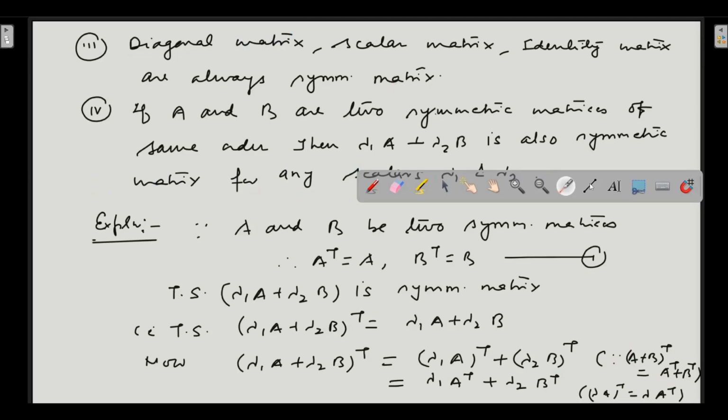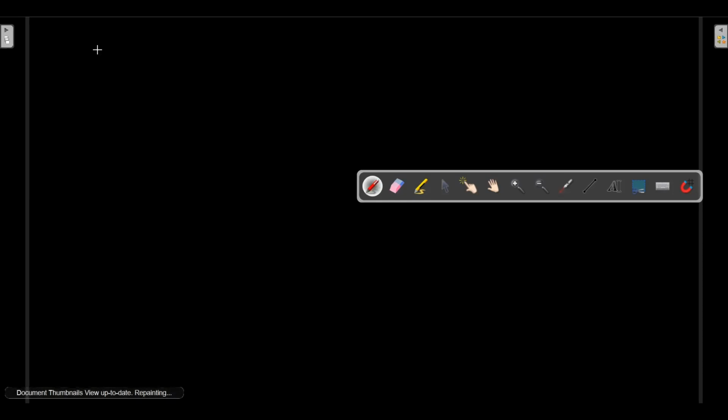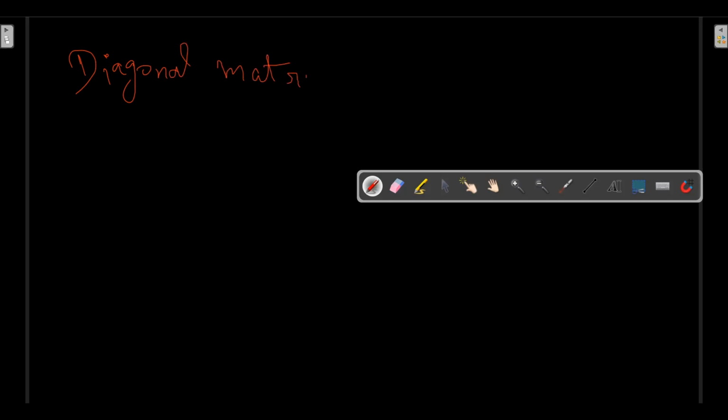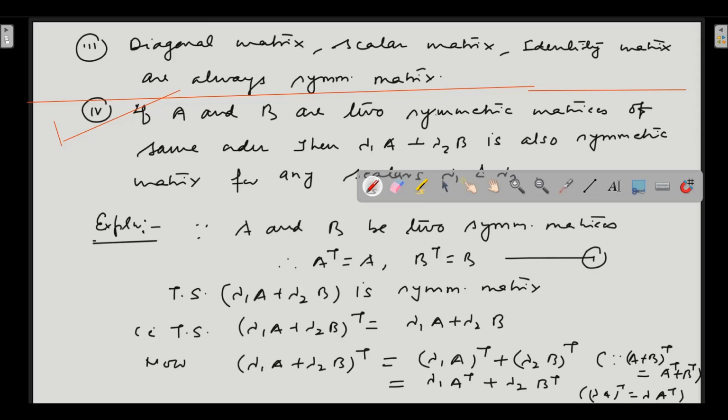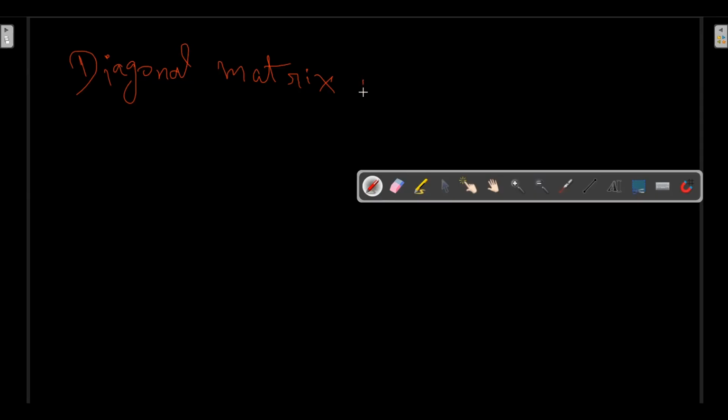Now the fourth property onwards we will study in the next class, but over here have a look at this third property of symmetric matrix: diagonal matrix, scalar matrix, identity matrix are always symmetric matrix. What does it want to say? It is saying that diagonal matrix, I will explain this particular fact, diagonal matrix, scalar matrix.